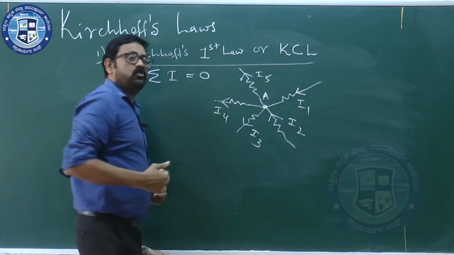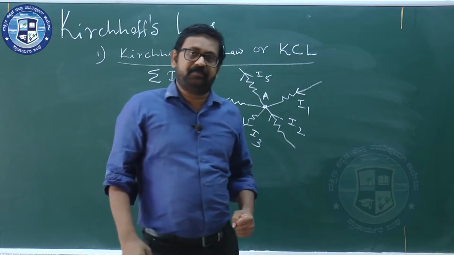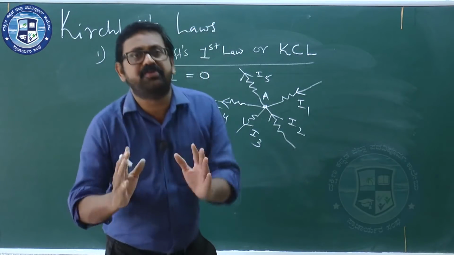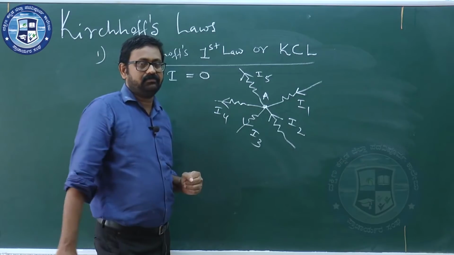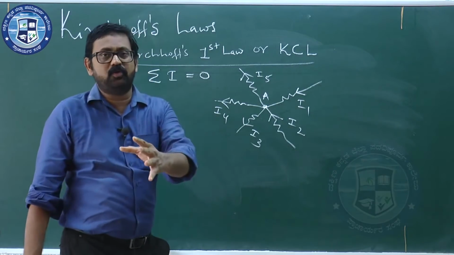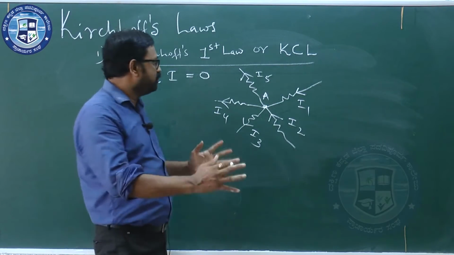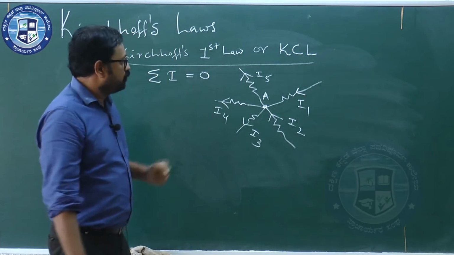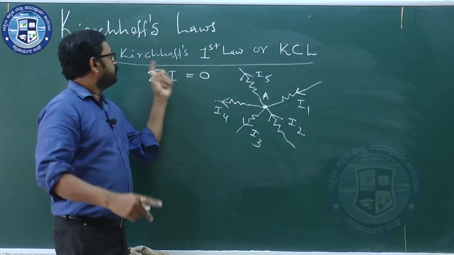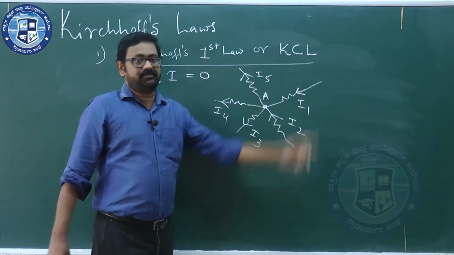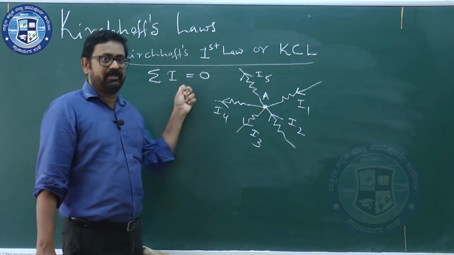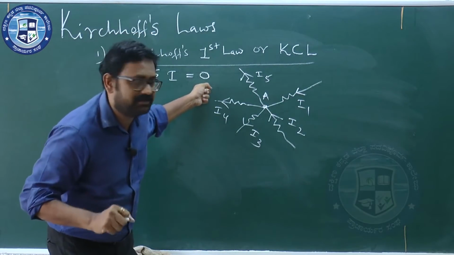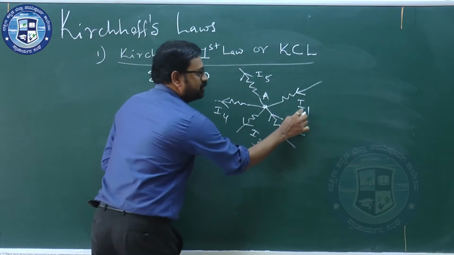The sign convention we follow is: current entering the node we are going to take as positive, and current leaving the node we are going to take as negative. I said current entering the node we take as positive, current leaving the node we take as negative. Okay, I will apply Kirchhoff's first law. Kirchhoff's first law states that algebraic sum of the current at a node is equal to 0, correct? Okay, let us start with this, I1.